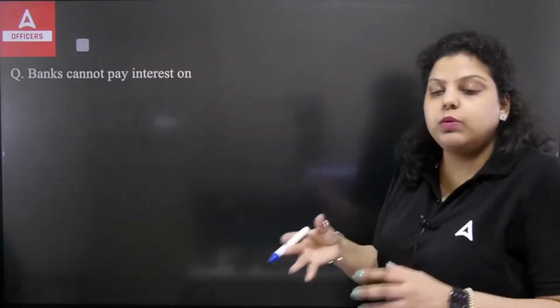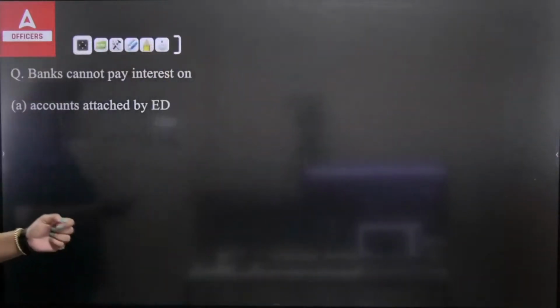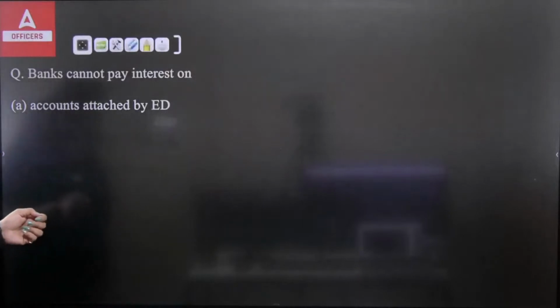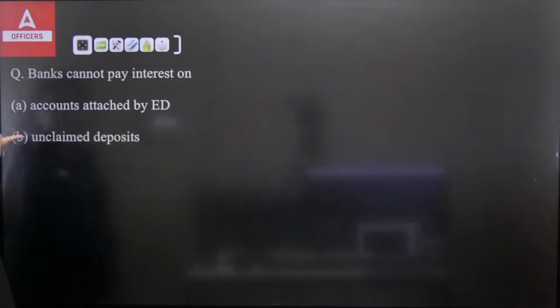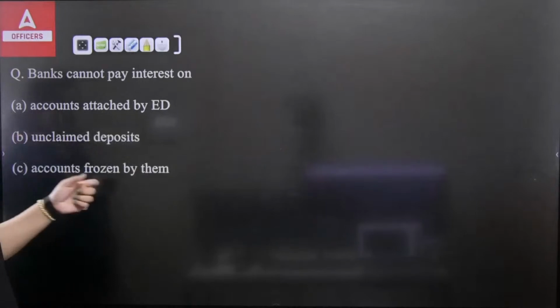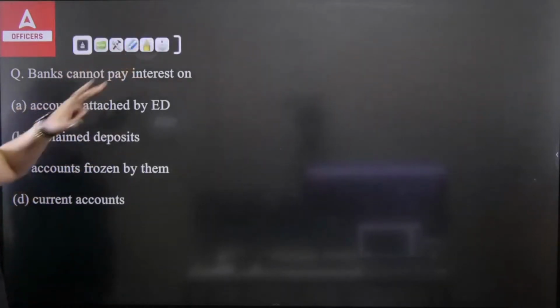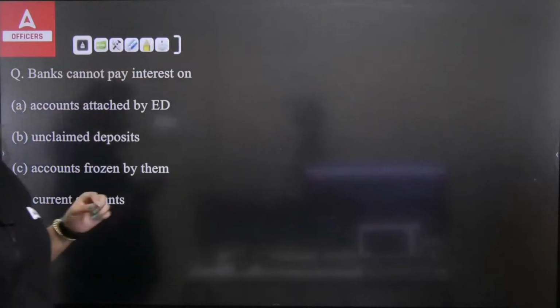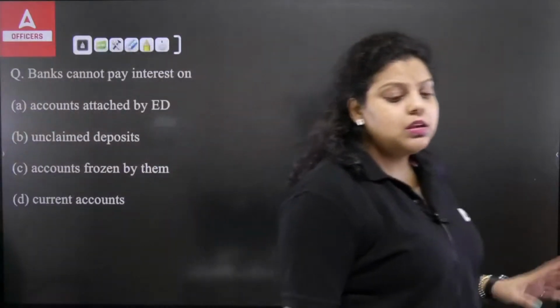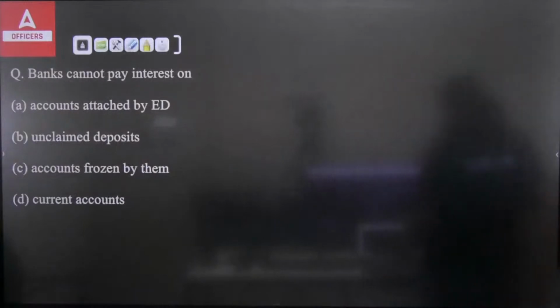Next. Banks cannot pay interest on what? What is the situation where banks cannot pay interest? We have options here: accounts attached by ED, unclaimed deposits, accounts frozen by them, and the fourth, current account. So banks cannot pay interest on what? It's a very simple question. I think today's session's simplest question is this question.